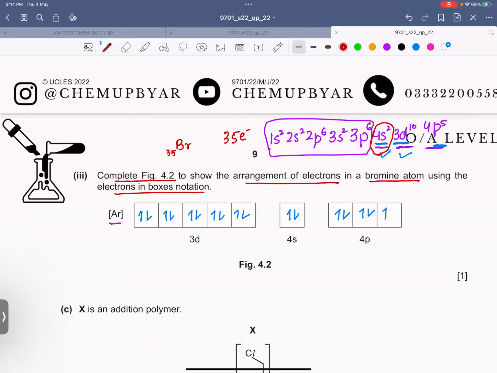So let me write the filling order of the electrons. The filling order would be first 1s, then 2s, then 2p, then 3s, then 3p. After 3p you will fill 4s, and after 4s you will fill 3d, and after 3d you will fill 4p. Okay.